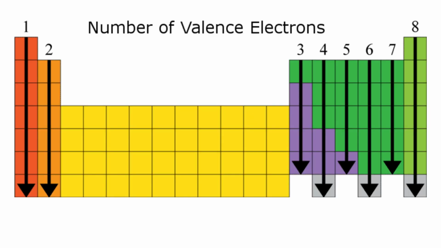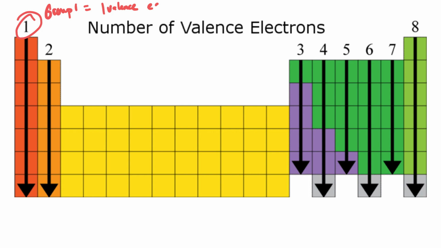So one of the main learning objectives for this topic is figuring out the number of valence electrons in different atoms. Well, that simply has to do with the group number and the location on the periodic table. And so everything in group 1 is going to have one valence electron, right? So group 1 is one valence electron. Group 2, two valence electrons.